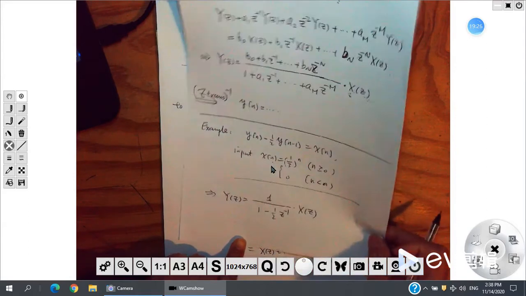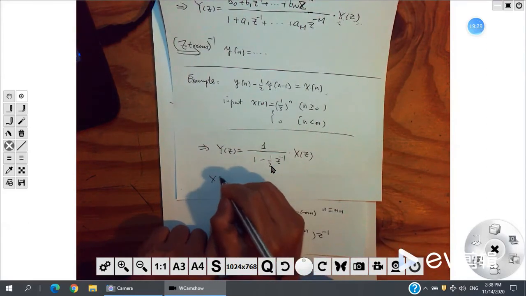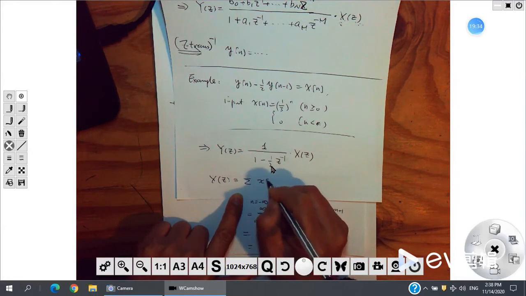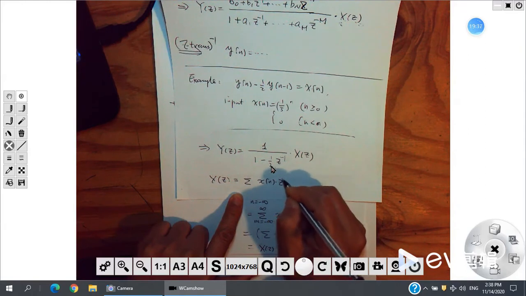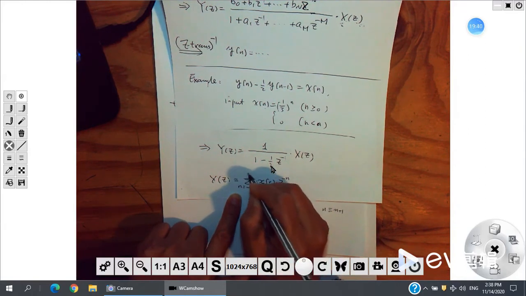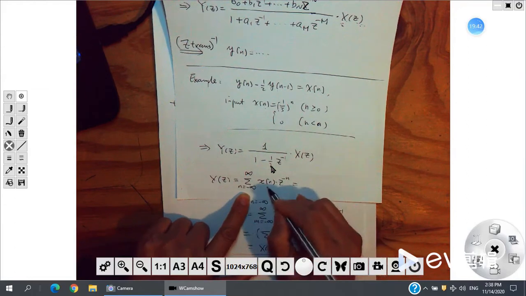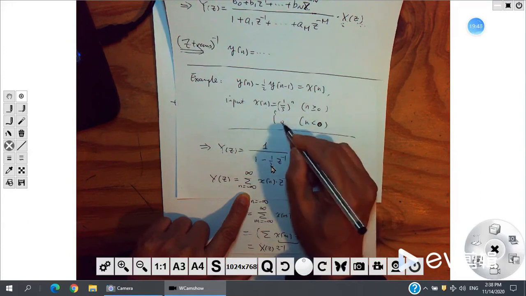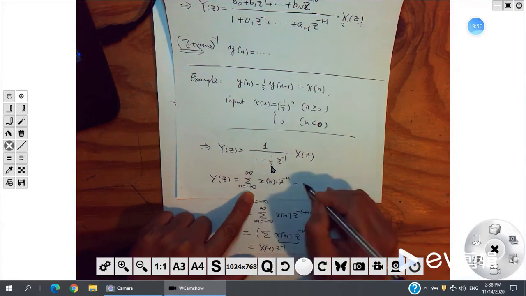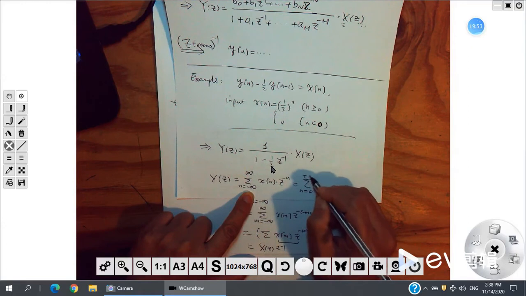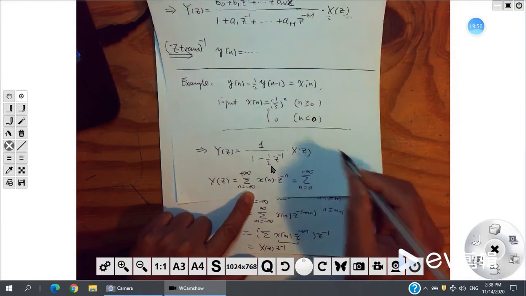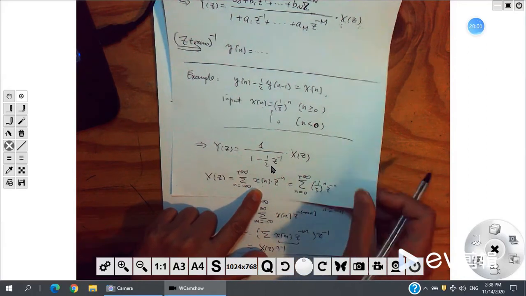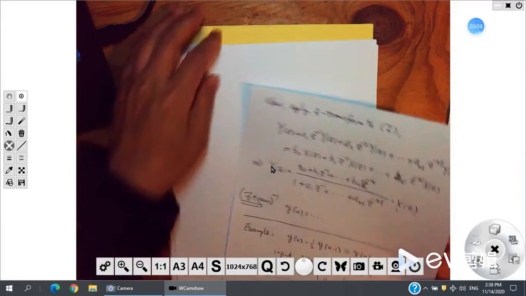Then what is x of z? X of z is this one, right? It is a summation of all the values of x n times z to negative n, running from negative to positive infinity. Now x of n for negative n is just 0. So we only need a summation running from 0 to positive infinity. And x n is 1/3 to the n, then z to negative n.